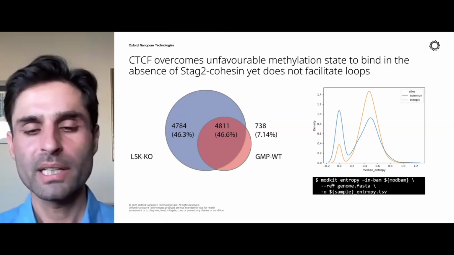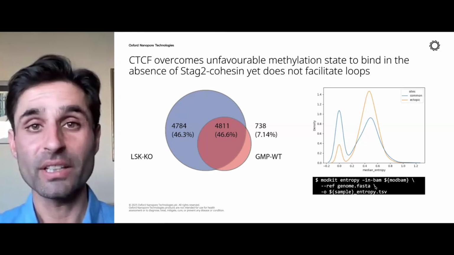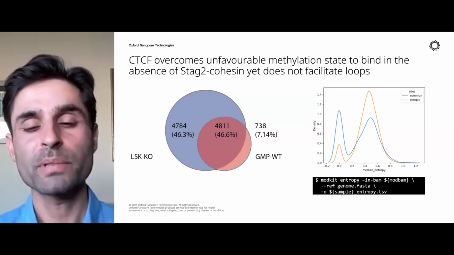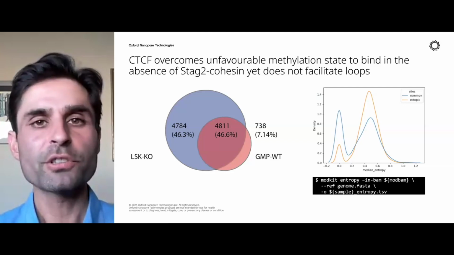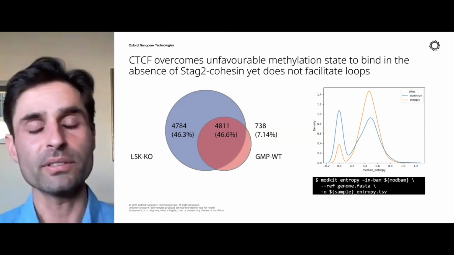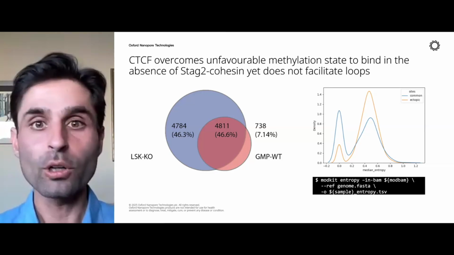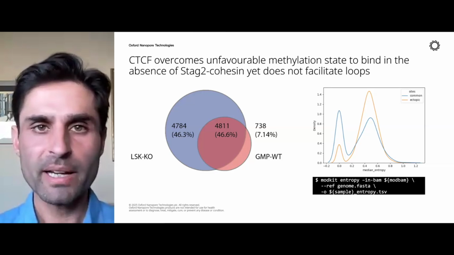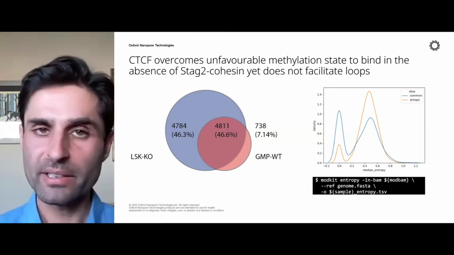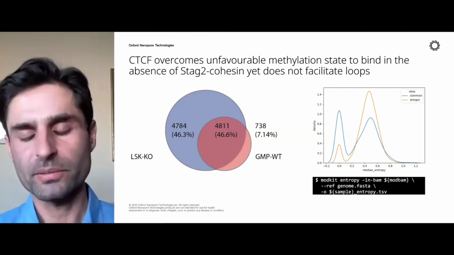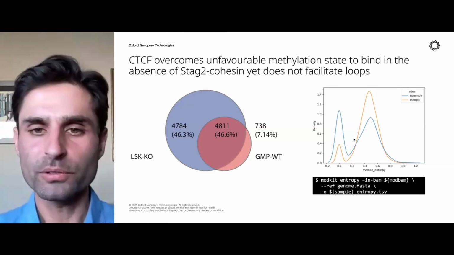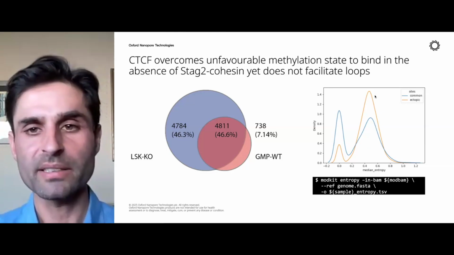One thing you can do is use ModKit's function called entropy, which calculates something called DNA methylation entropy, which you can think of as a measure of the disorder of the methylation patterning in a region. If all of your reads had the exact same methylation pattern, that would be very, very low entropy, versus if all of your reads have slightly different patterning, that would be higher methylation entropy.